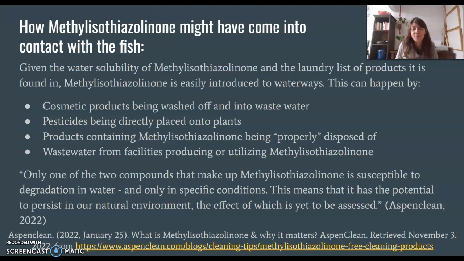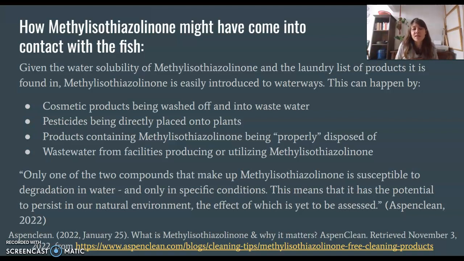So if you're rinsing off your conditioner in your shower or washing off your makeup from the end of the day, or even just tossing those baby wipes into the trash can, you're not going to think about what regulations are involved in order to dispose of this properly. You're probably not even aware that MIT is involved in the products that you're using, or even that it is this harmful. When it comes to pesticides, we're spraying that directly on plants. And so that's immediately entering the environment without any sort of proper disposal process being involved.